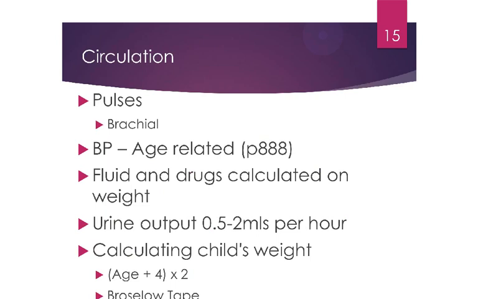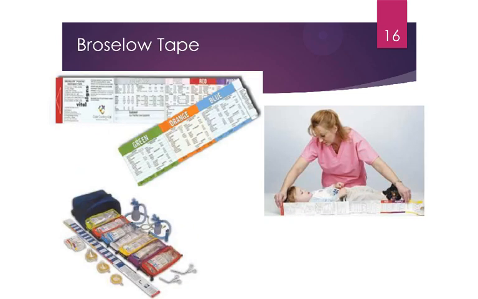So circulation-wise, we need to monitor the patient's pulses and the blood pressure, that's age related, and in paediatric areas you will often have special paediatric charts which will give you the different parameters for the different ages. And the fluids and drugs are calculated based on the weight of the child. The urine output again depends on the age of the child, but between 0.5 to 2 mils per hour. And we can use a Broselow tape to calculate the child's weight, and this is what one looks like.